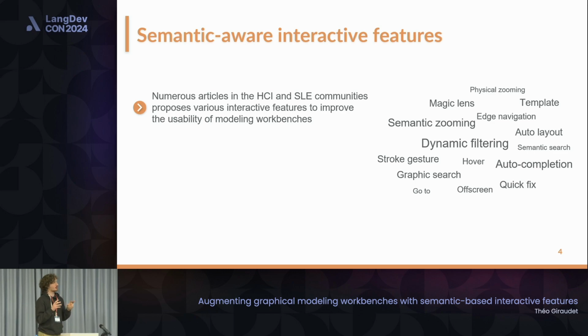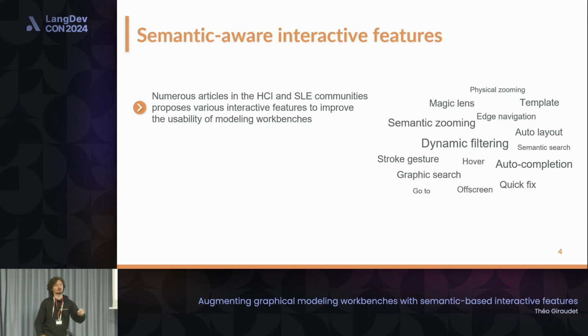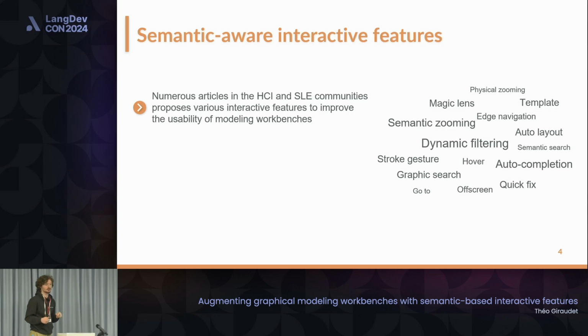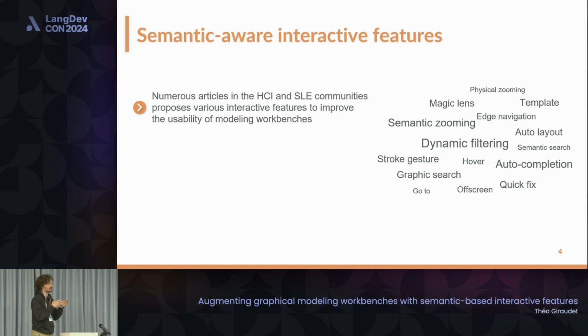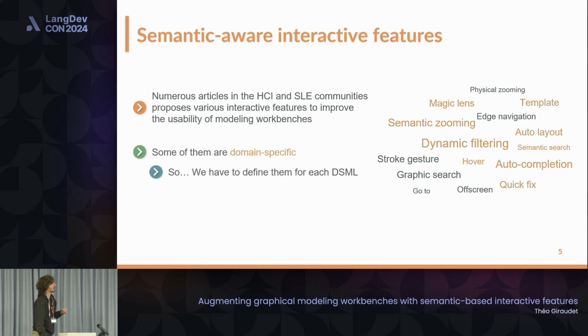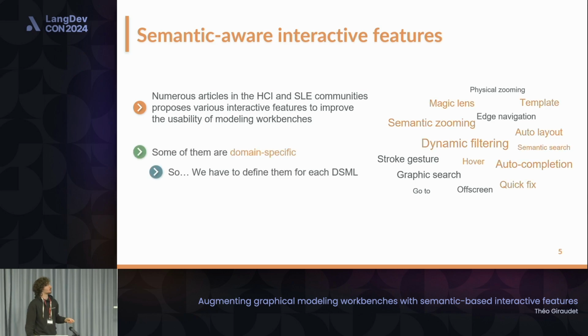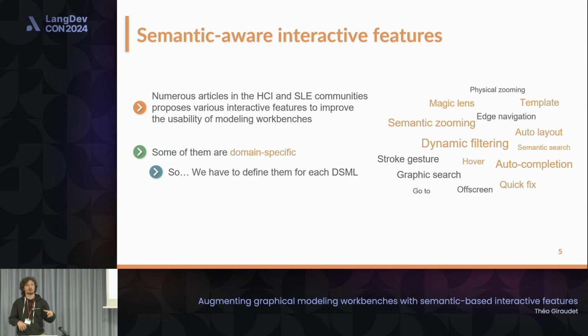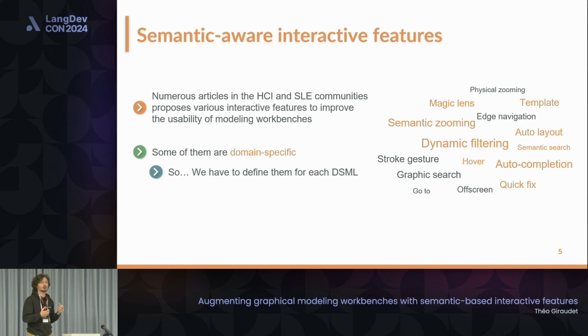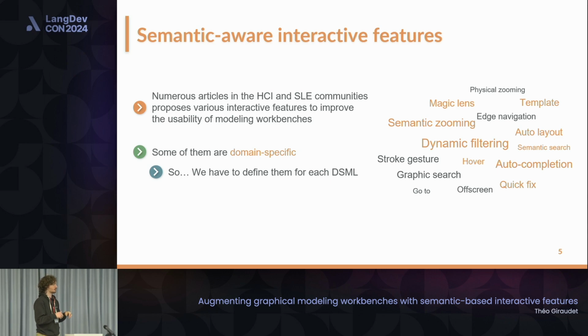Some of them are generic. For instance, physical zooming is basically just zooming in or out of a diagram. We can use this feature for a DSL, but reuse the same feature for another DSL. But some of these interactive features are domain-specific. For instance, if we take the example of auto-completion, we cannot reuse the same auto-completion from a language A to a language B.